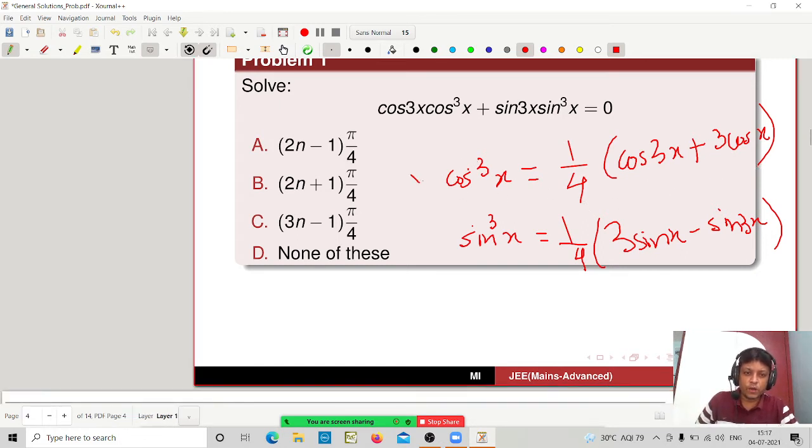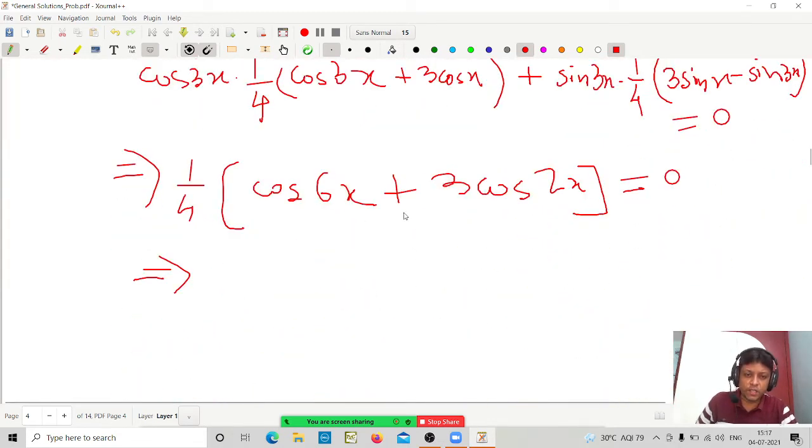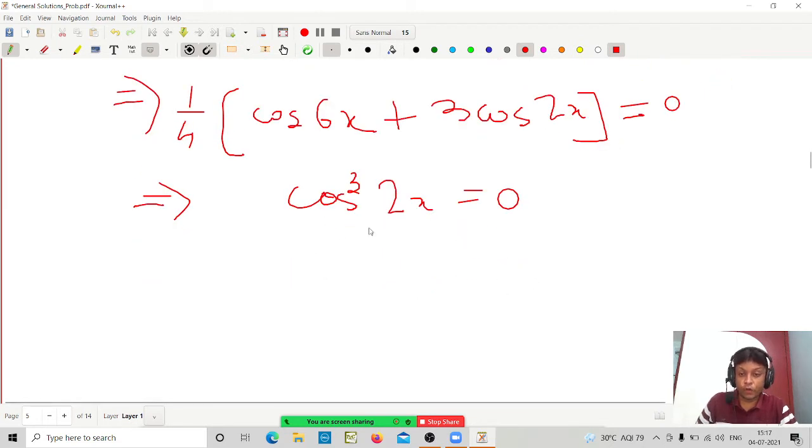Look at the cos cube formula: cos cube x is 1/4 (cos 3x + 3 cos x). So in this case you have cos 6x + 3 cos 2x, which will definitely simplify to cos cube 2x. Using the cos cube formula, 2x is actually the theta. So if cos cube 2x is 0, then cos 2x equals 0.